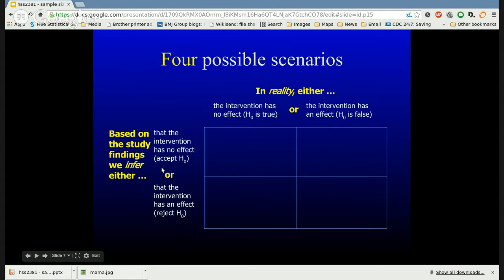Nick has put accept the null. He's one of those people. He believes we can say accept the null. I do not believe so. We differ on this point here. But because these are his slides, I left this in.